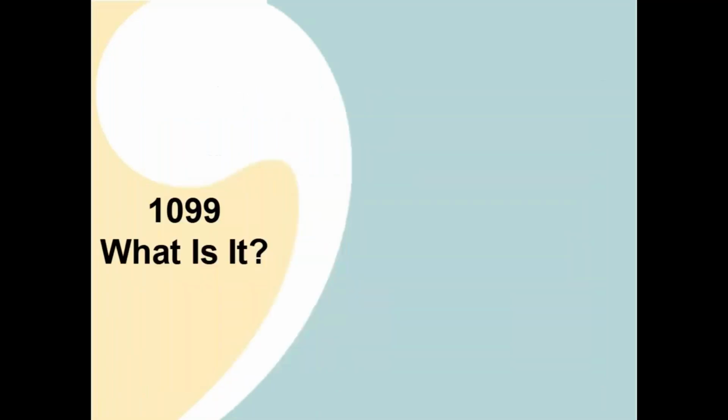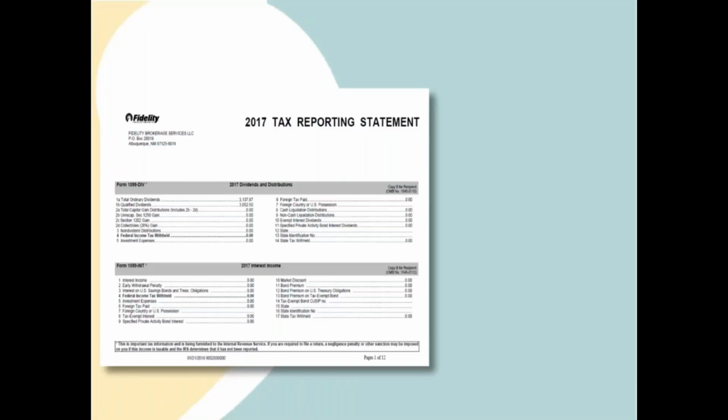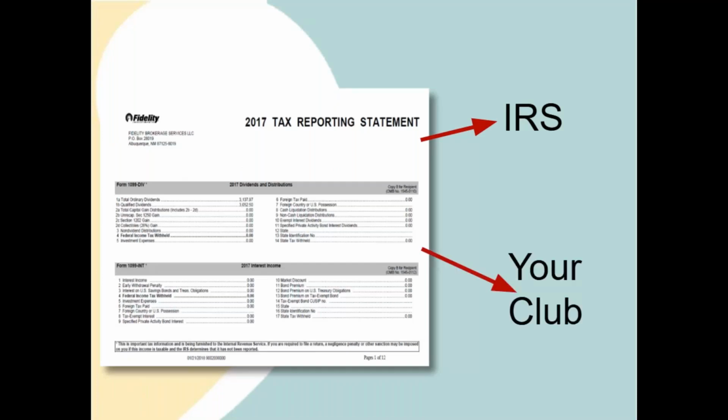Before we get into the specifics of doing this step, let's review what a 1099 is. A 1099 is a form that your financial institution sends to the IRS telling them how much taxable income you have made during the year. They also send a copy to your club. Now you should get a 1099 for each broker your club had during 2025.